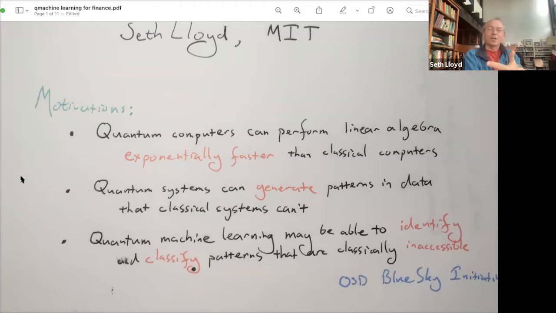Now, quantum systems can generate patterns in data that classical systems can't. So we can reasonably hope that quantum systems may be able to identify and classify patterns in data that are classically inaccessible. That's a reasonable hope. And this turns out to be true. So let me describe how this works.